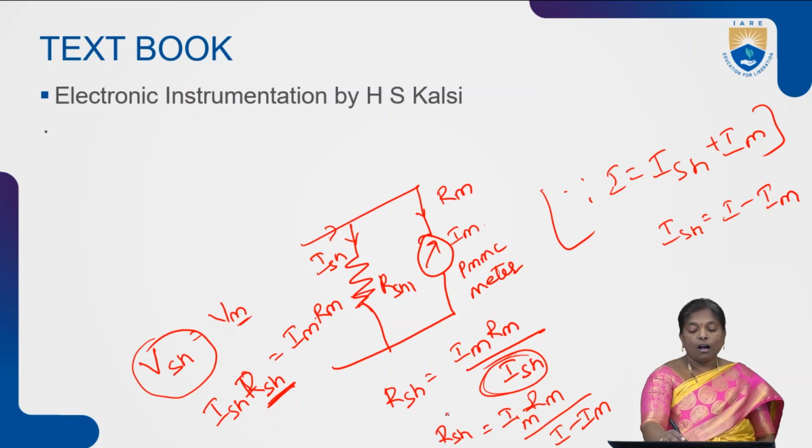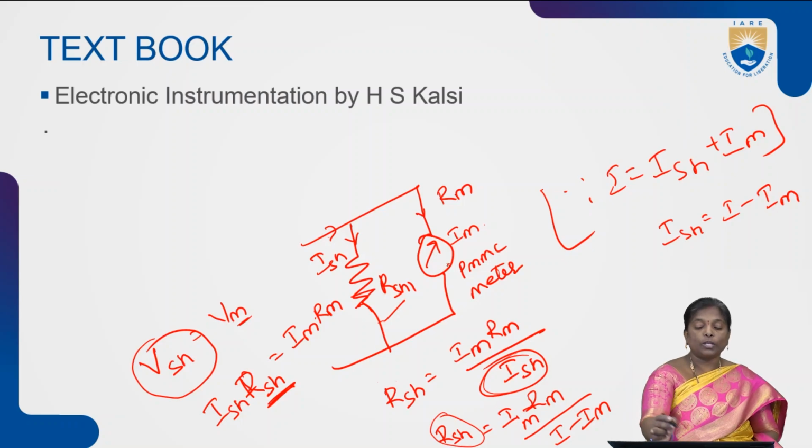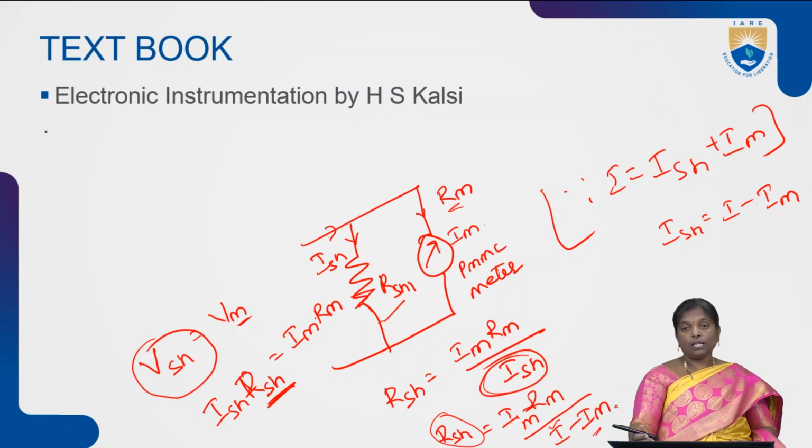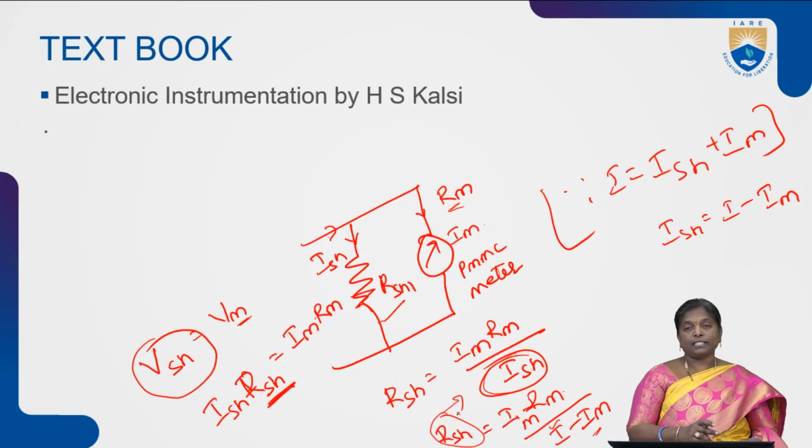In this equation, RSH represents the shunt resistance, the resistance which we need to calculate, IM represents the current passing through the meter, RM represents the internal resistance of the meter, and I represents the total current passing through the circuit. By knowing the internal resistance RM, the meter current and the total current in the circuit, we can find the unknown or parallel resistance. With this unknown resistance, we can measure the amount of current passing through the circuit.